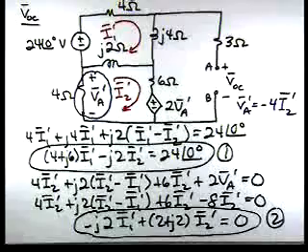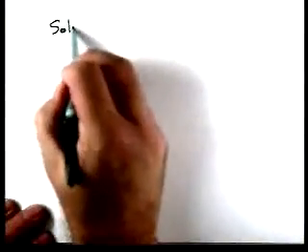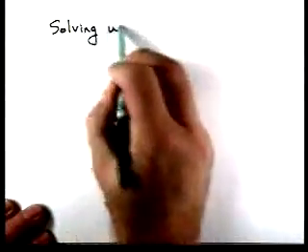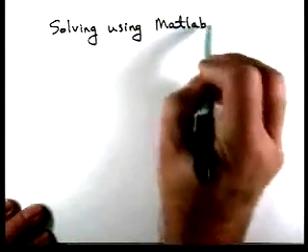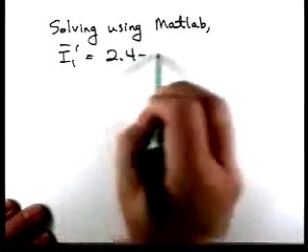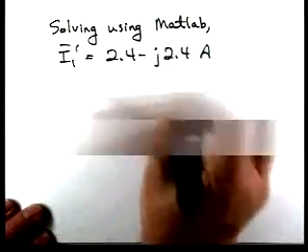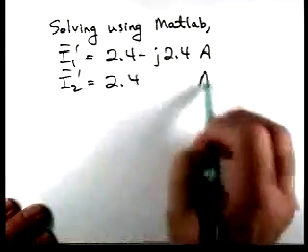Now we can solve. So solving using MATLAB, we have I1 prime is 2.4 minus J2.4 and I2 prime is 2.4.